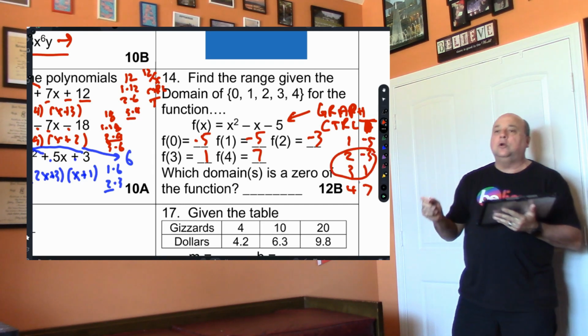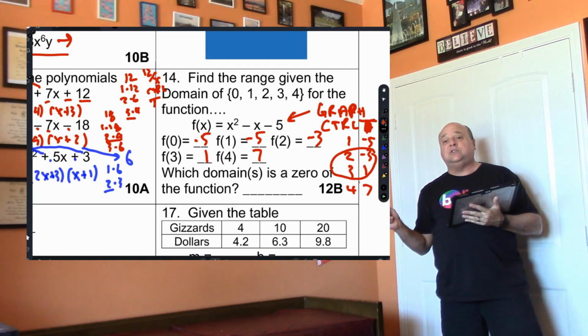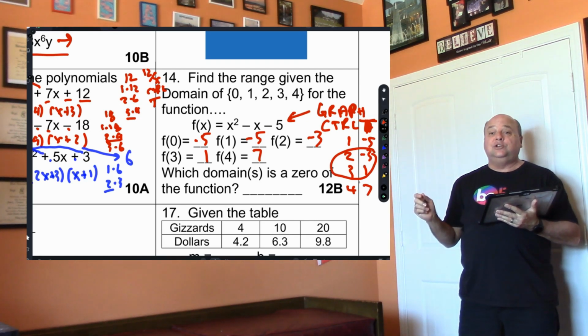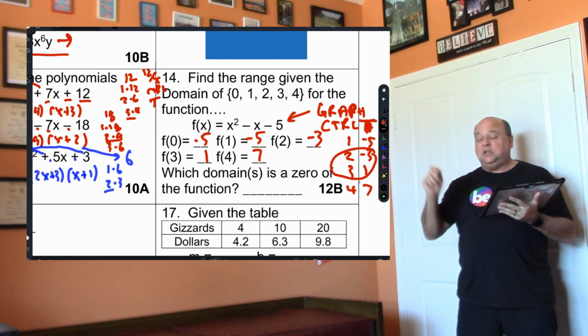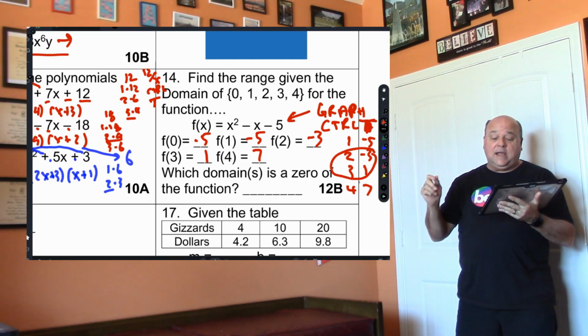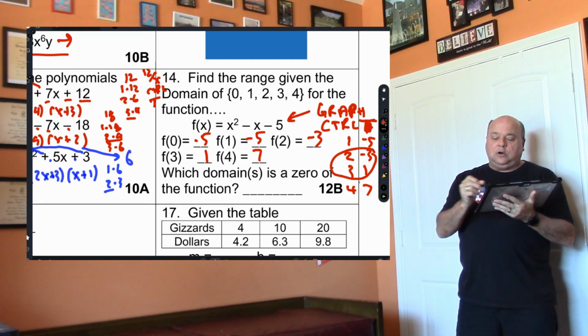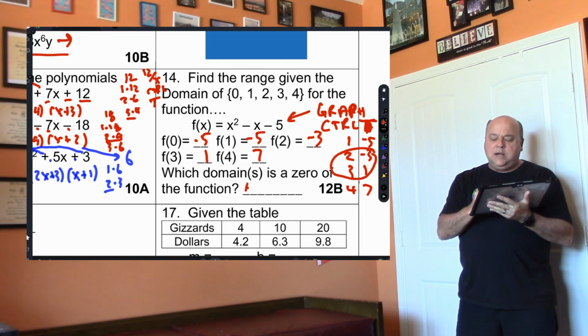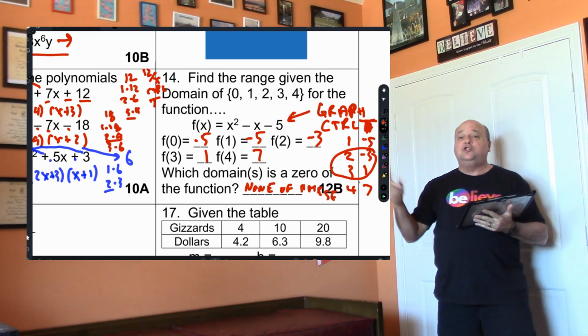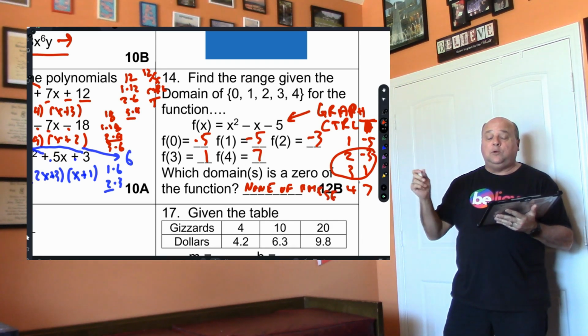Somewhere between here is where the parabola crosses the x-axis, right? It's not an integer. This one doesn't factor. It's going to be a square root answer. Learned how to do that last week. So the domains that are 0, none of these are zeros, right? The 0 is actually going to be between the 2 and the 3. 2 point something would be your 0 if you were to graph it.